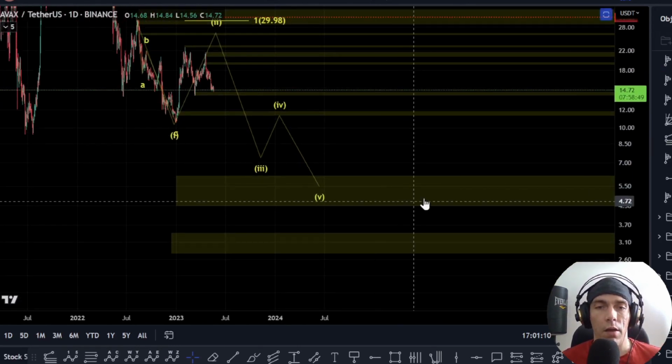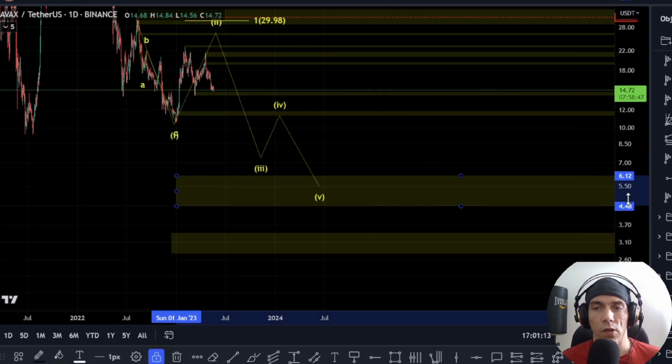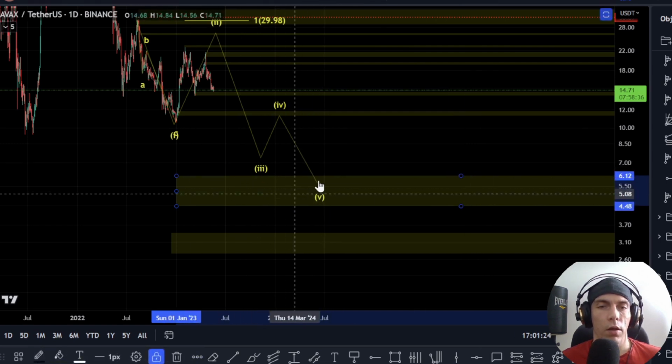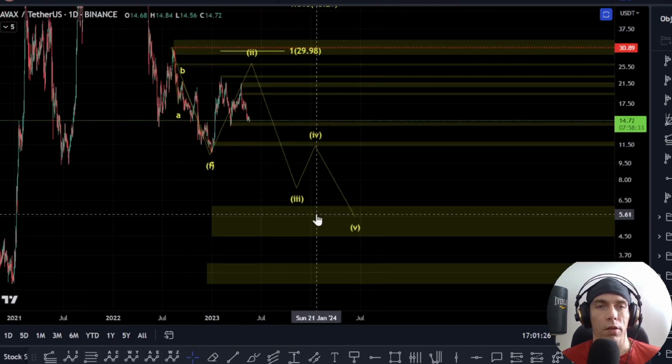Now, an area of interest that we have lower down here is between this area of the 612 to this 448 as well, because we have some daily naked points of control within here and a weekly naked point of control. So this could be quite an interesting area if we do look to break down here.